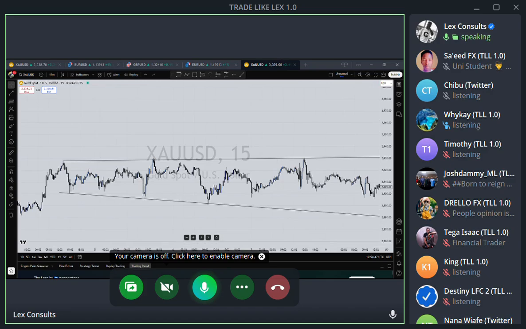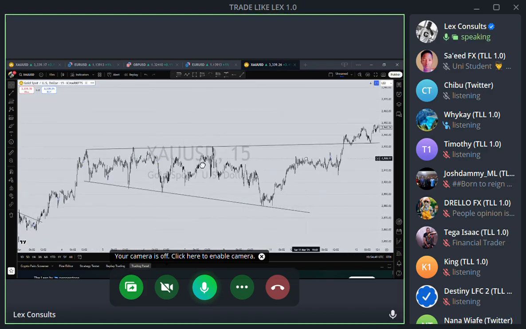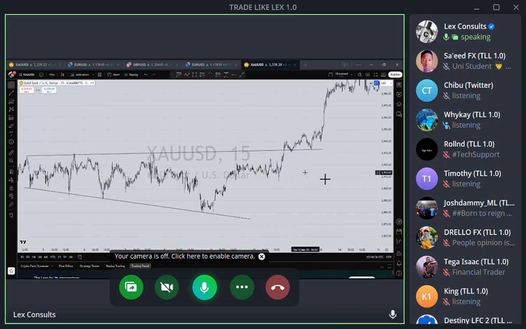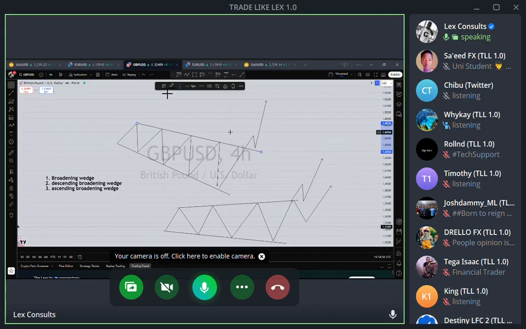It formed a descending broadening wedge here. Then that came to form a normal broadening wedge here. That's serious. Okay.